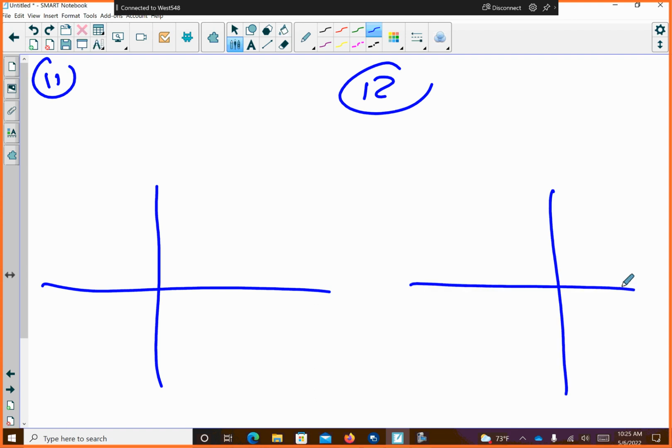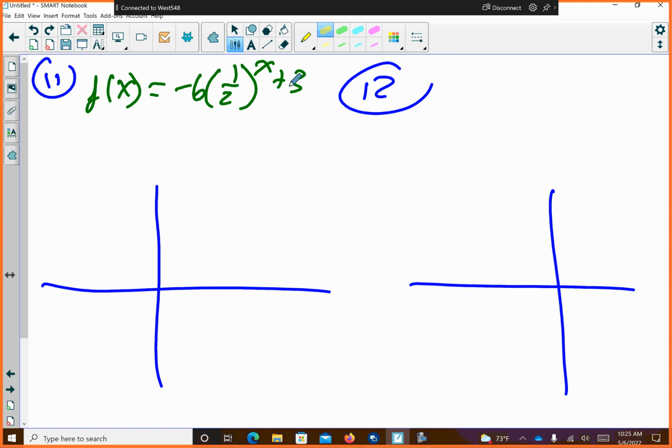So I just put both of those. So number 11, we have f at x equals negative 6, 1/2 raised to the x plus 3. So what's my asymptote on this one? 3. Okay, so this right here, I'm going to go up 1, 2, 3. There's my asymptote. Okay, does that make sense?